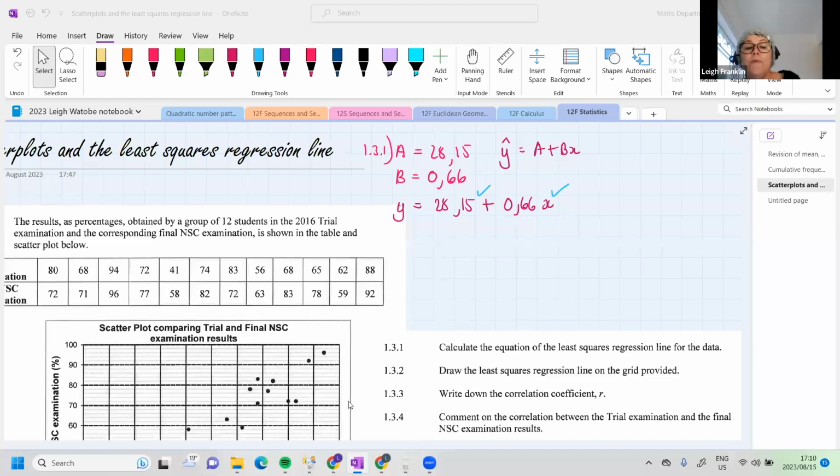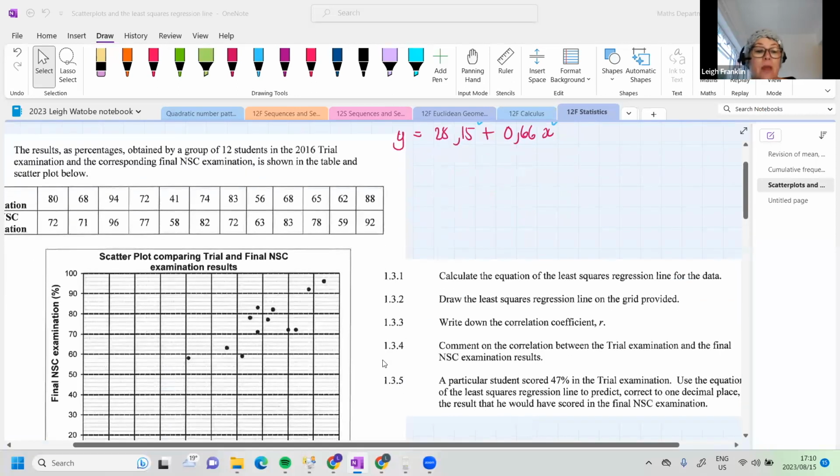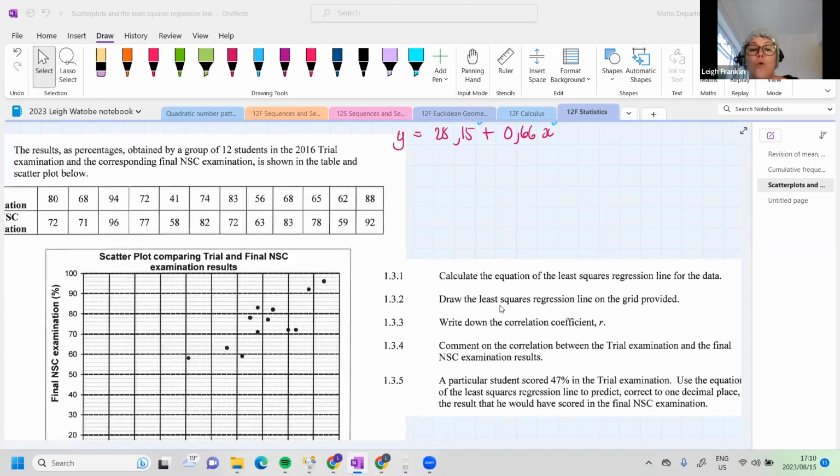All right, so what they want us to do in the next question is draw the least squares regression line on the grid provided, okay? Now, we are not allowed to draw our least squares regression line outside of the data that's been given to us. Even though we can see what the y-intercept is, we cannot allow our graph to touch the y-axis. Sometimes it makes absolutely no sense for it to do that. But in this particular case, it would be okay, although it's not a result that we would want to see.